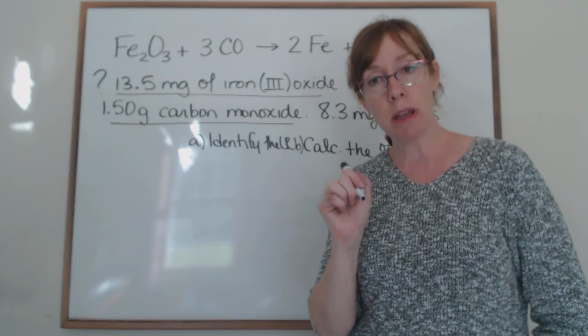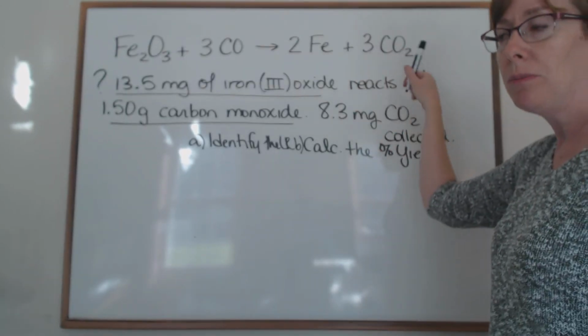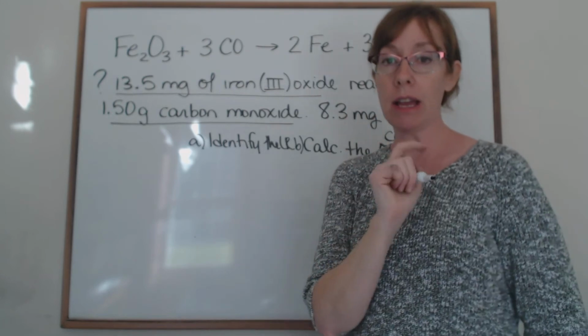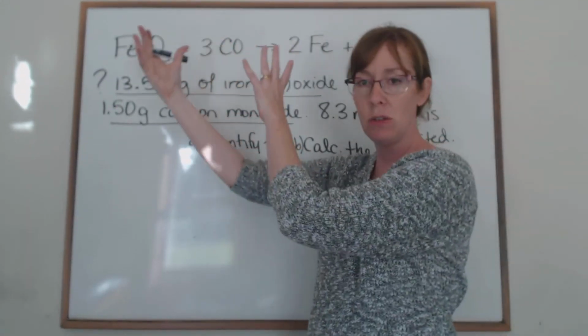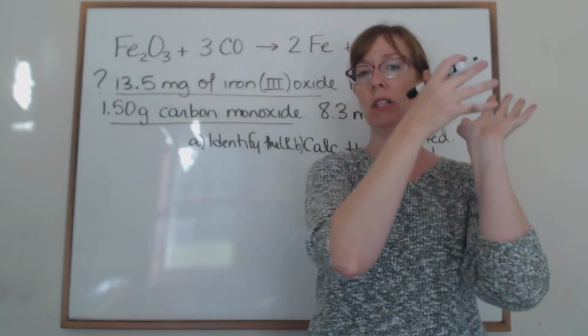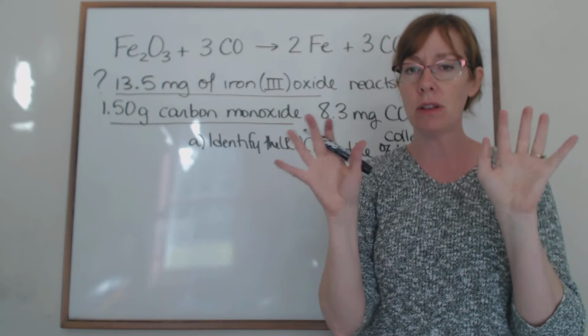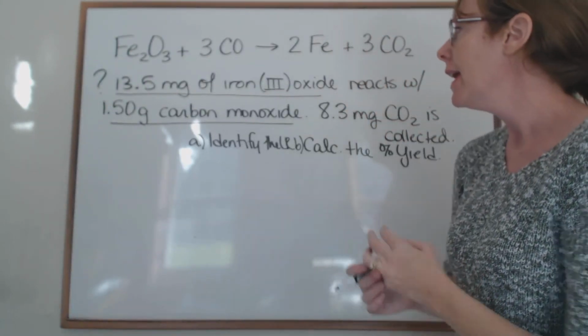The difference with this one, I want you to notice, is that we have two different products. In the previous examples, I only had reactions that made one product. There's a million types of reactions. Sometimes it's two things forming one. Sometimes it's one thing forming three. Sometimes it's two things forming two. There's all sorts of different combos. The key here is this.